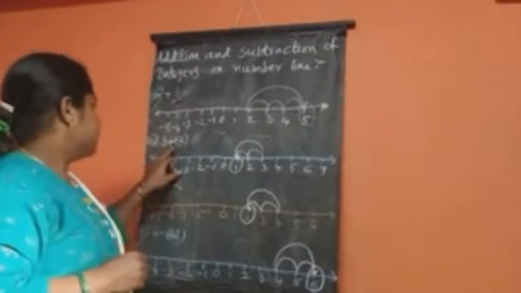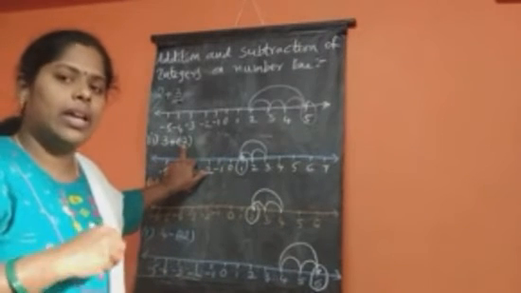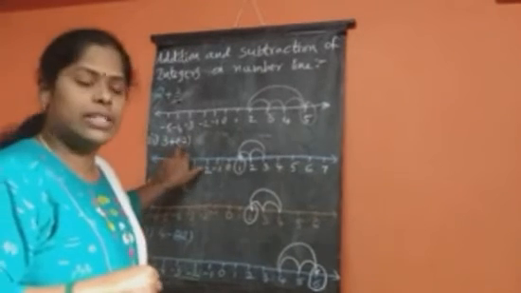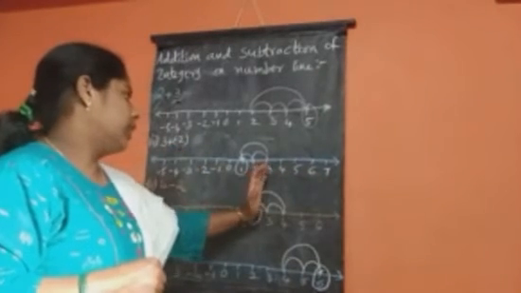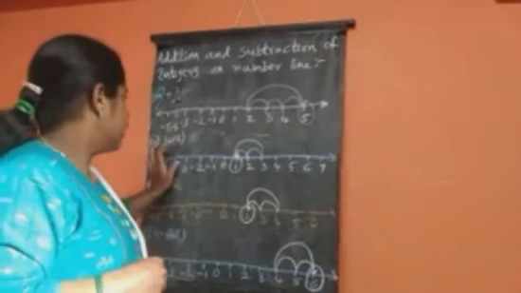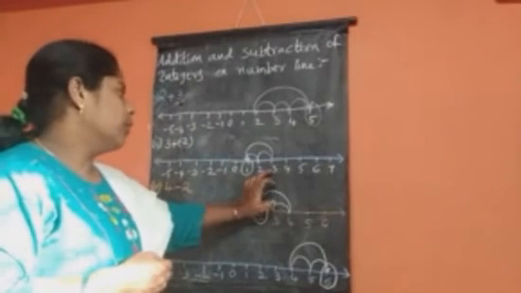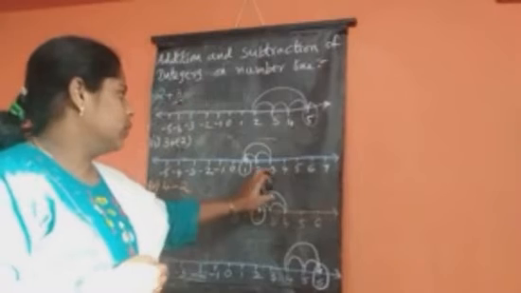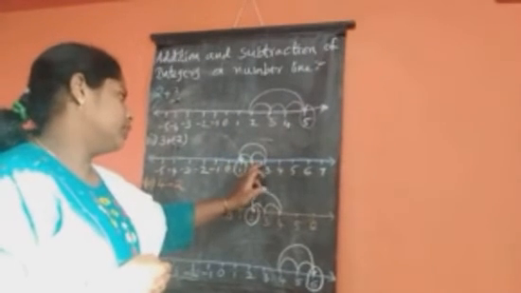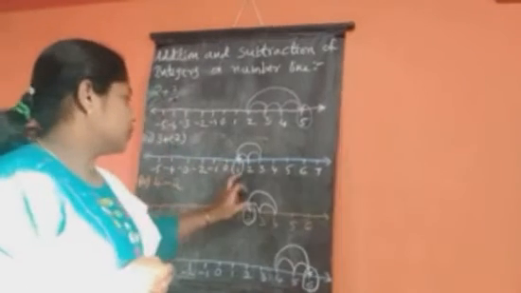And 3 plus minus 2. We already discussed how to add a negative integer to a positive integer. When we add a negative integer to a positive integer, we have to move to the left side of the number line. So here 3 plus minus 2 means we have to add minus 2 to 3, so we move left of 3 and jump 2 steps from 3. After 2 steps we get the answer. So 3 plus minus 2 is equal to 1.